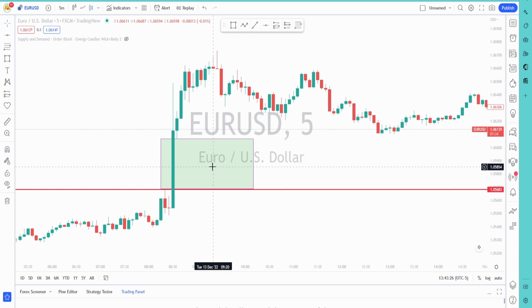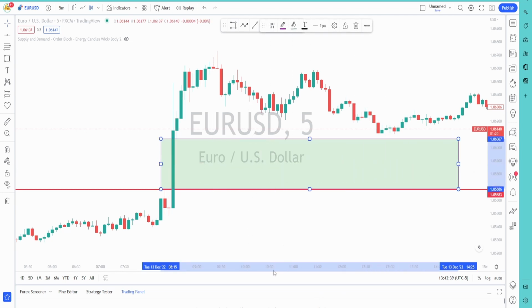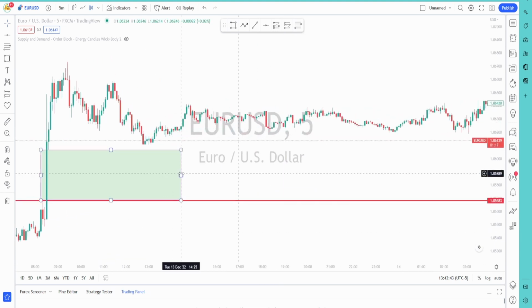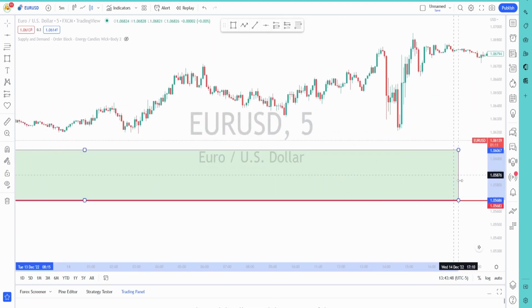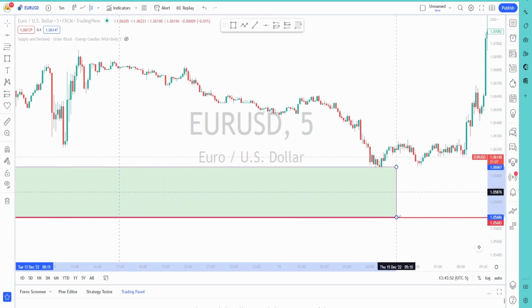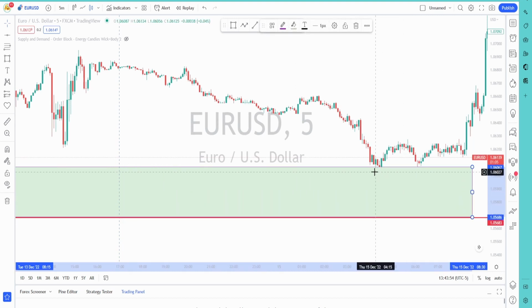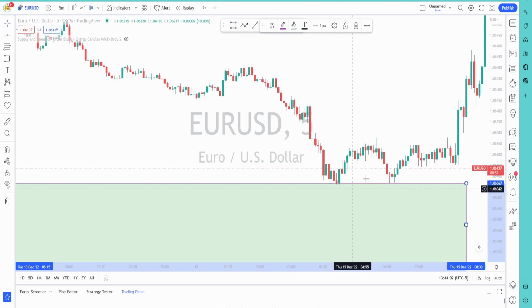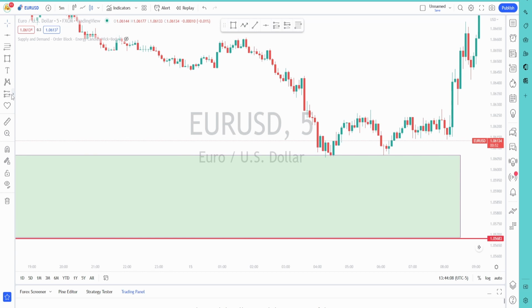Oftentimes, though, you will see price come down a little bit. Sometimes though, it only just touches it and then it'll go back up. If we were to run this across and take a look and see where price will react to this, the interesting thing here you'll notice is look how it just came down, barely touched into it, and then decided to go up. Like I said, there's a few different ways to do this.